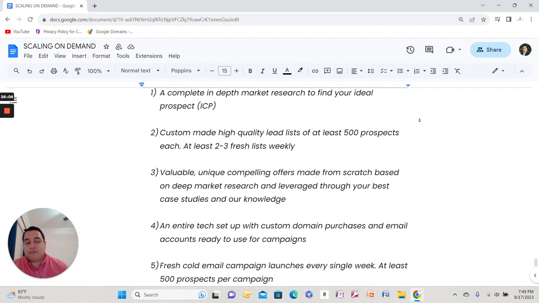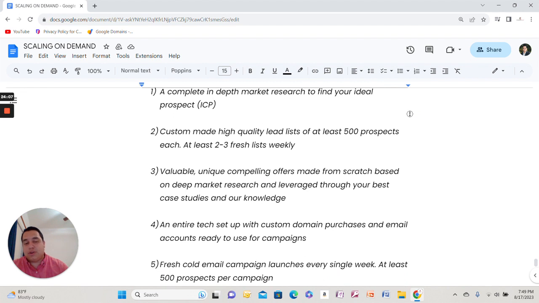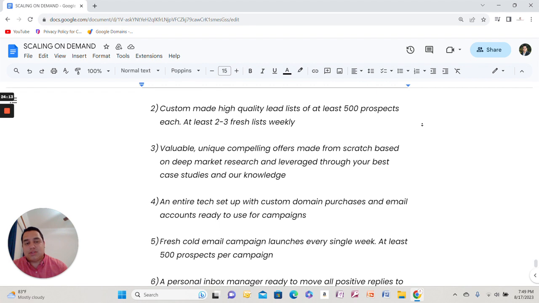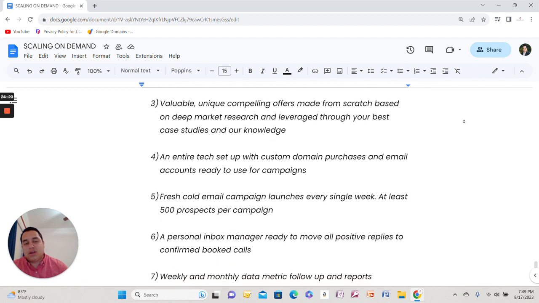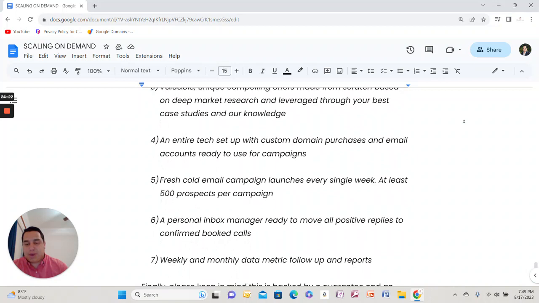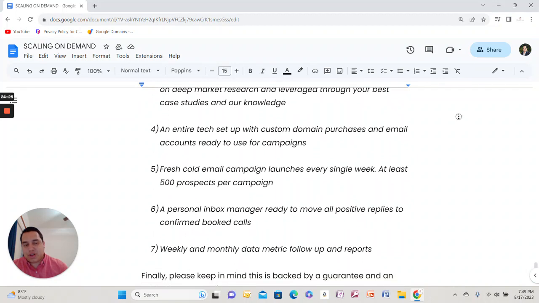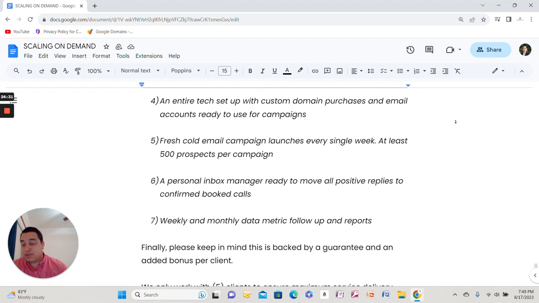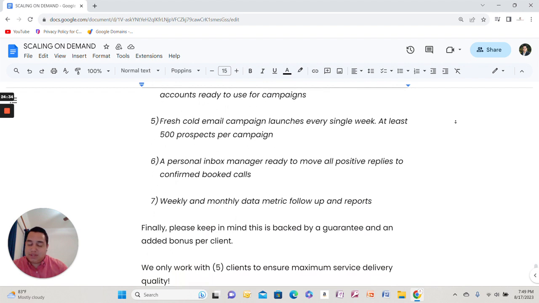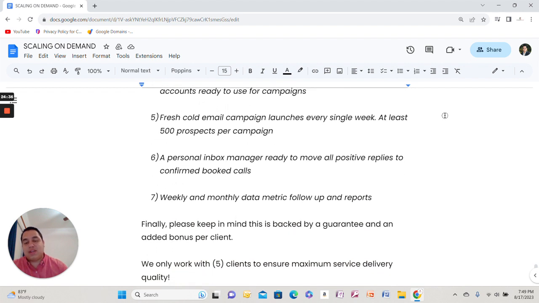Valuable, unique, compelling offers made from scratch based on deep market research and leveraging your best case studies and our own personal knowledge. An entire tech setup with custom domains and email accounts ready to use for your campaigns. Fresh cold email campaign launches every single week, at least 500 prospects per campaign. A personal inbox manager ready to move all those positive replies to confirmed booked calls, and weekly and monthly data metric follow-up and reports. Finally, please keep in mind that this is backed by a guarantee and an added bonus.